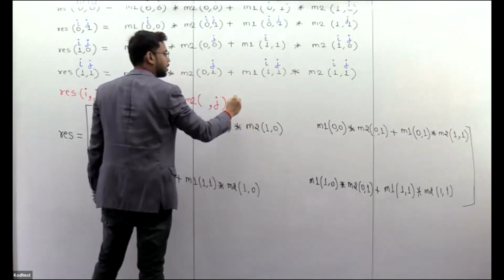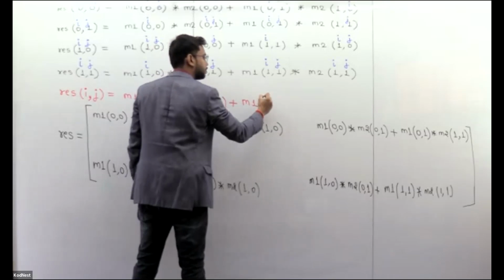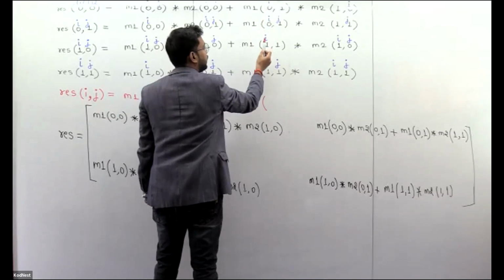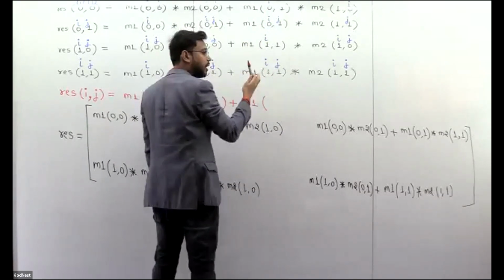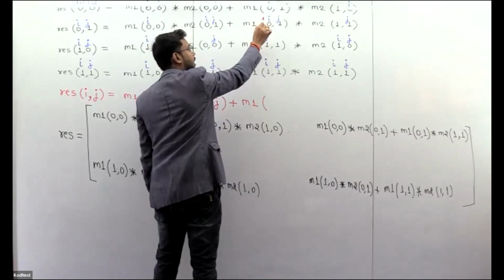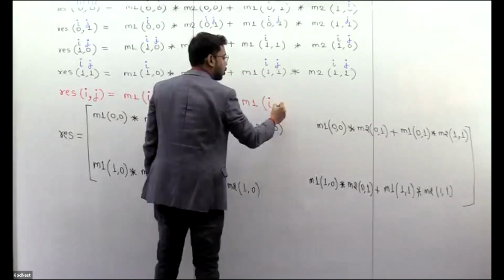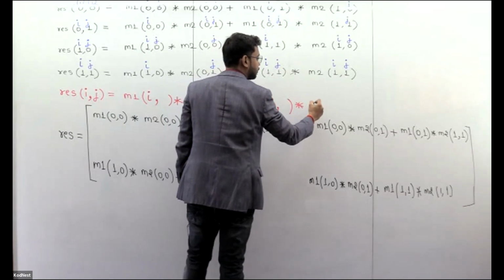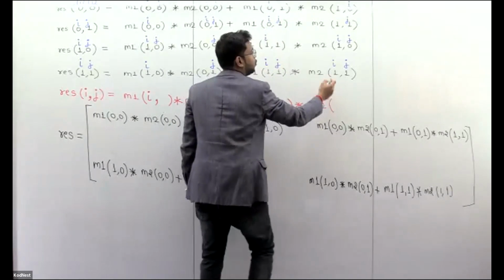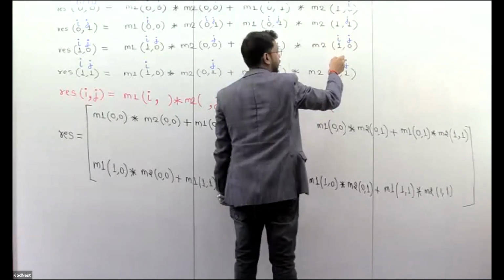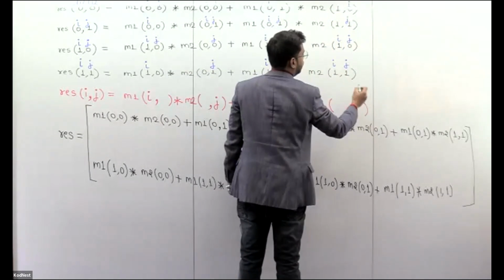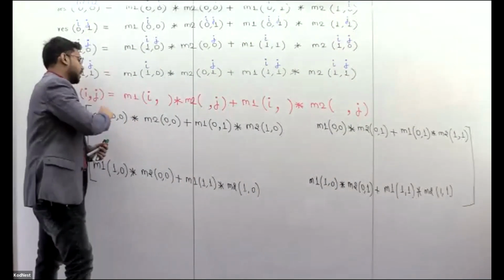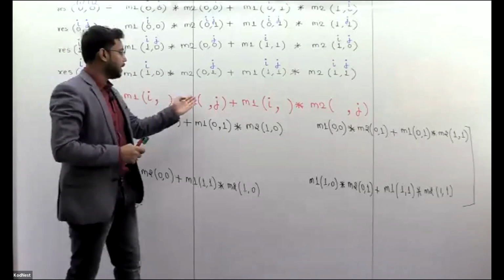Next, I will tell M1. Here, can I consider this as I? Everywhere it is I. Don't see 0 and 1, forget 0, 1. See the variable. It is I everywhere, so I will tell it is I, comma. J is not there everywhere, so forget it. Multiply M2. Whatever is common: I is not there everywhere, so forget it. J is common everywhere, so I will tell J. So I have derived one formula like this.